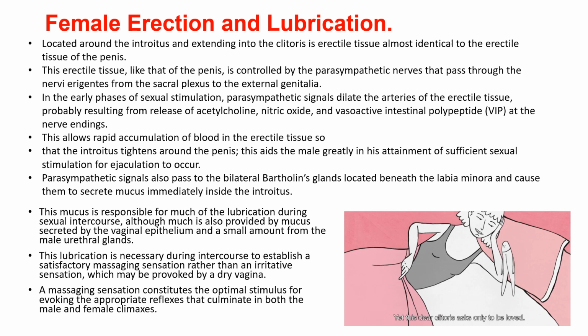This allows rapid accumulation of blood in the erectile tissue so that the introitus tightens around the penis. This aids the male greatly in his attainment of sufficient sexual stimulation for ejaculation to occur. Parasympathetic signals also pass to the bilateral Bartholin's glands located beneath the labia minora and cause them to secrete mucus immediately inside the introitus. This mucus is responsible for much of the lubrication during sexual intercourse, although much is also provided by mucus secreted by the vaginal epithelium and a small amount from the male urethral glands.